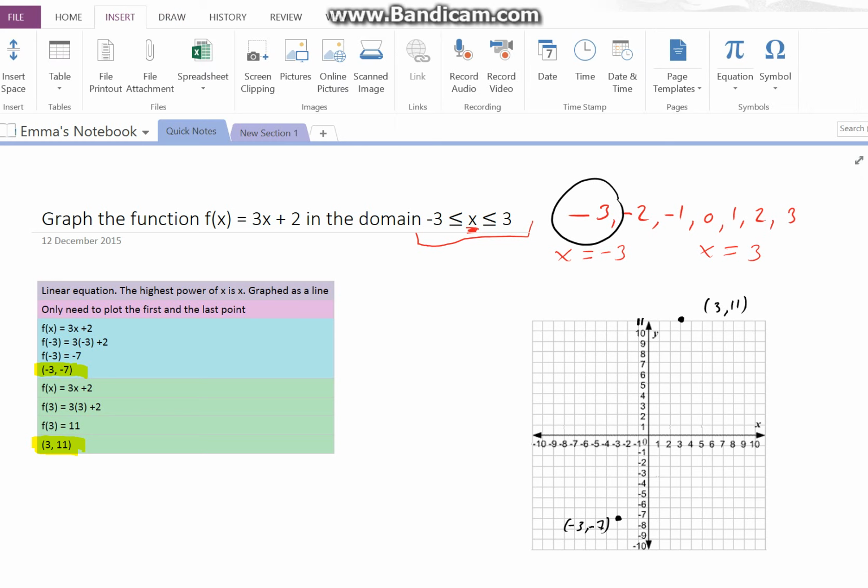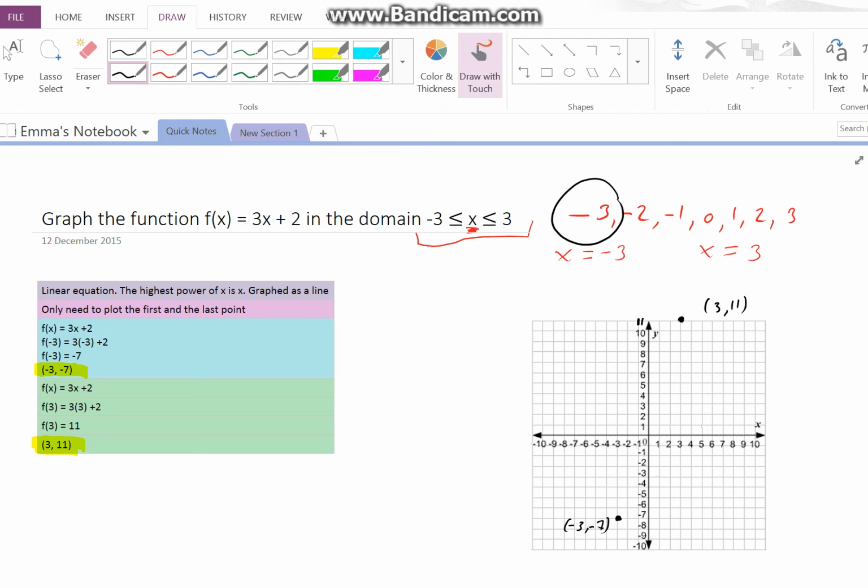So now what we'll do is we'll insert the line. You'll just be doing this with your ruler, so it's pretty easy. Perfect. So there we have it, we've drawn the line. Now my line might be a little bit off, but it's just because I can't use a ruler. It'll work a lot better for you. So we've graphed the function f of x is equal to 3x plus 2 in the domain minus 3 is less than or equal to x is less than or equal to 3.